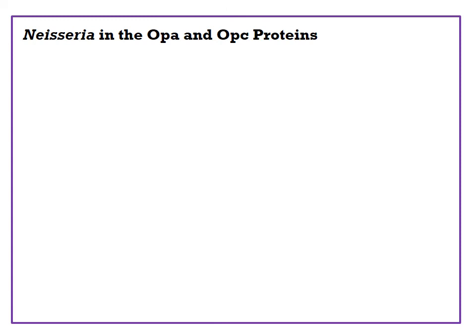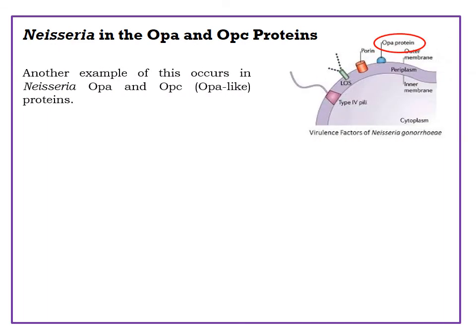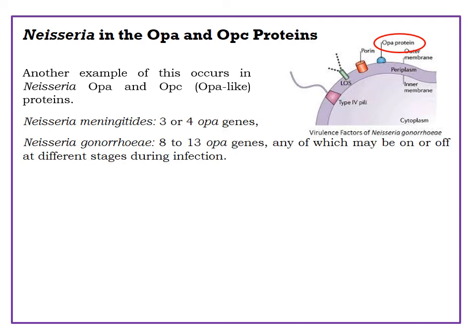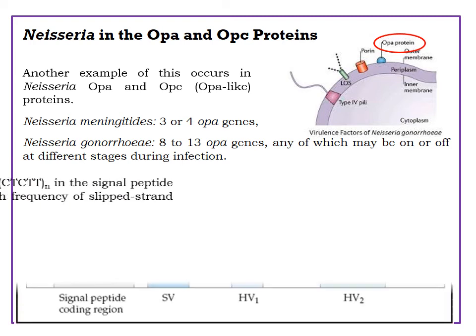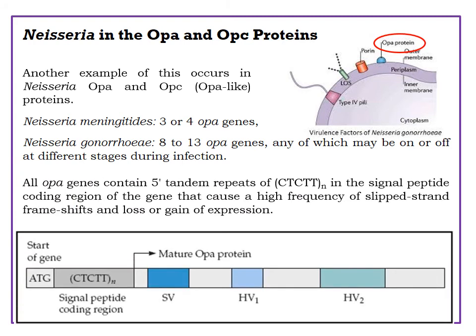Another example of the occurrence of phase variation by slip-strand misrepair is Neisseria OPA and OPC proteins. OPA proteins are integral outer membrane proteins expressed in most meningococcal and all gonococcal strains and mediate immediate adherence and invasion during infection. All OPA genes contain 5' tandem repeats in the signal peptide coding region of the gene.